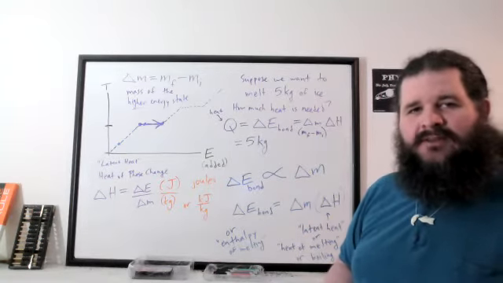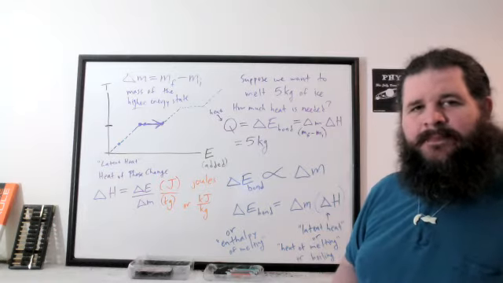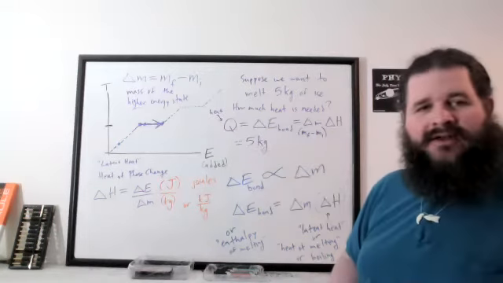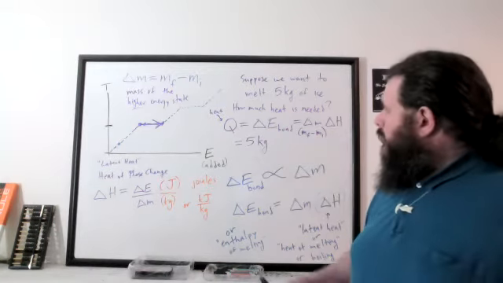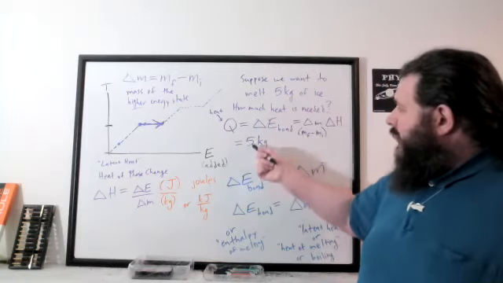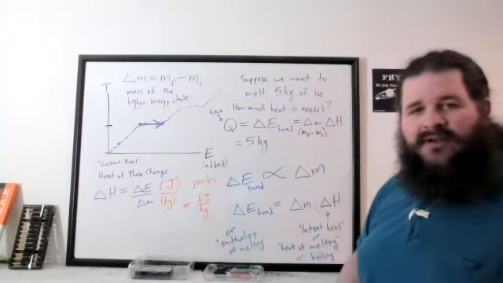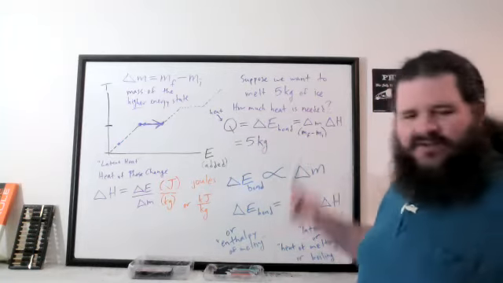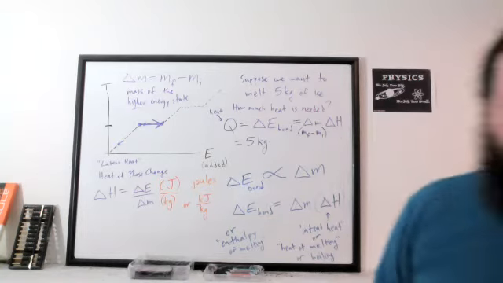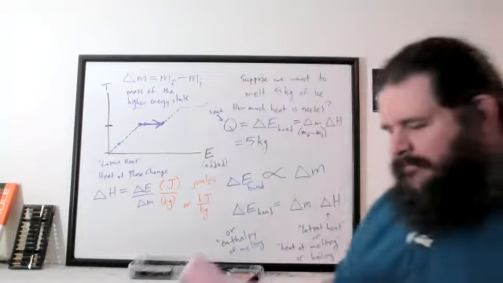You've got to remove heat from the liquid in order to freeze it, whereas you've got to add heat to the solid in order to melt it. So for melting the 5 kilograms of ice, we've got positive 5 kilograms, representing that transition from solid to liquid, times delta H, which again, we can just look up on this data table.